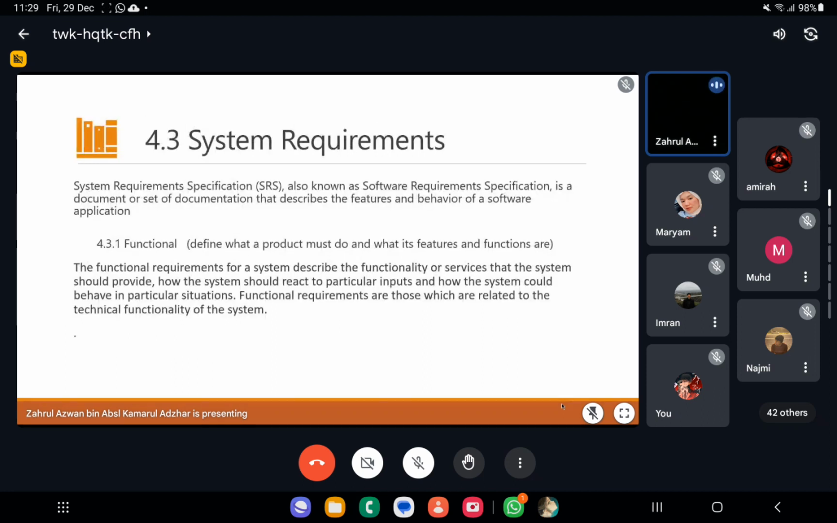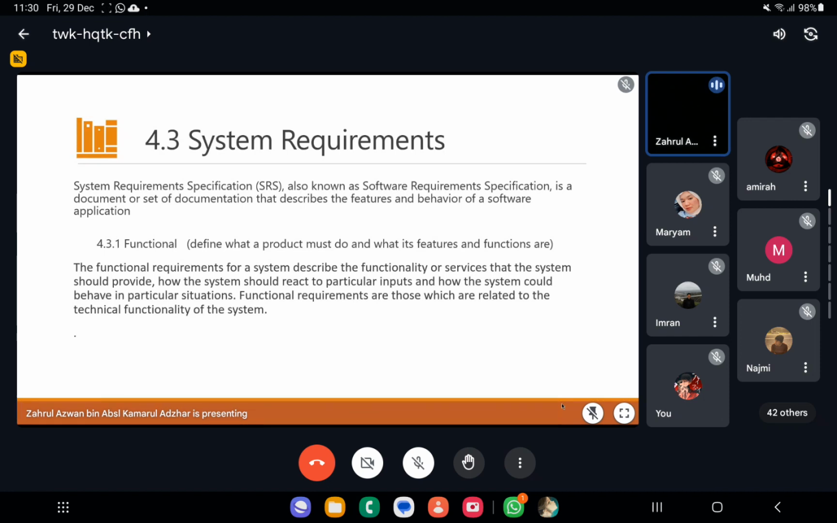This is the part where you identify the system requirement specification. Okay, the system requirement specification or SRS is also known as a software requirement specification. It is a document or set of documentation that describes the features and behavior of a software application. So there are two main parts. One is functional and another one is non-functional requirement.